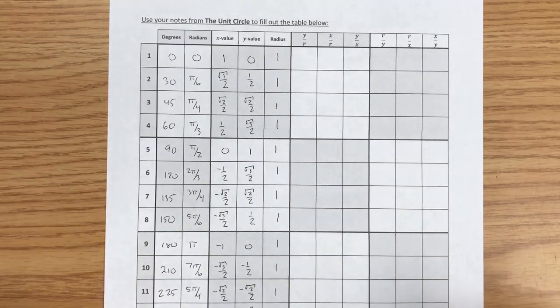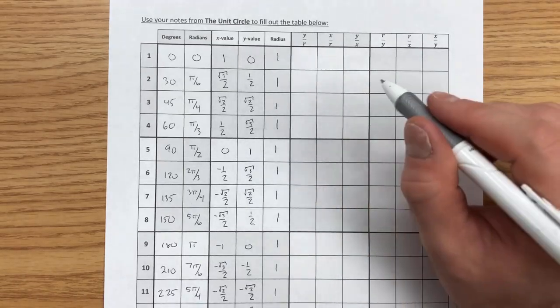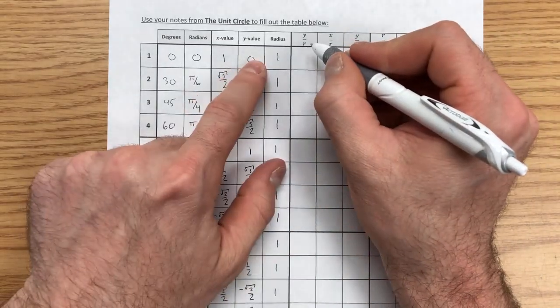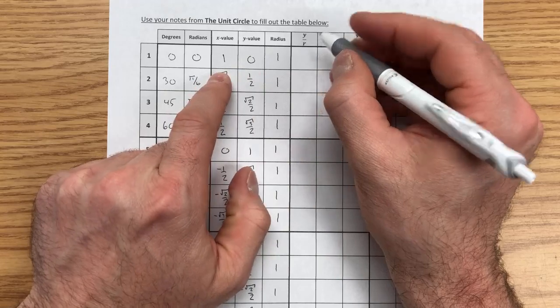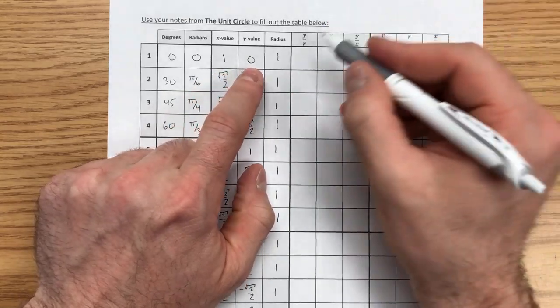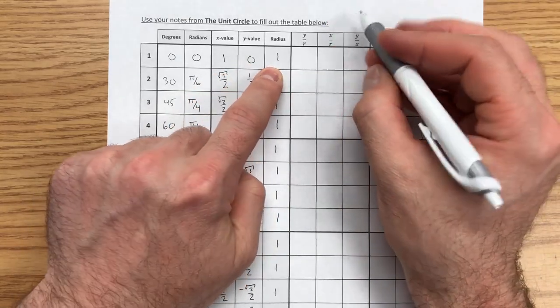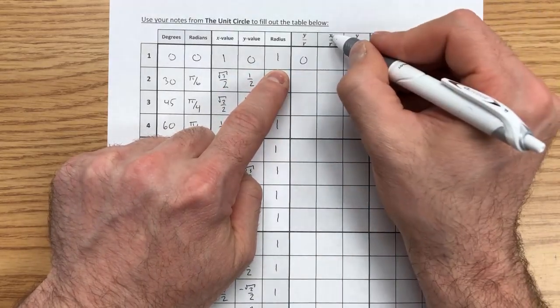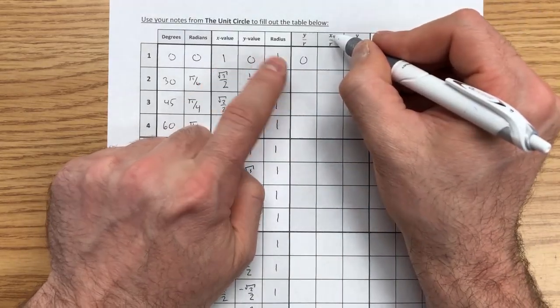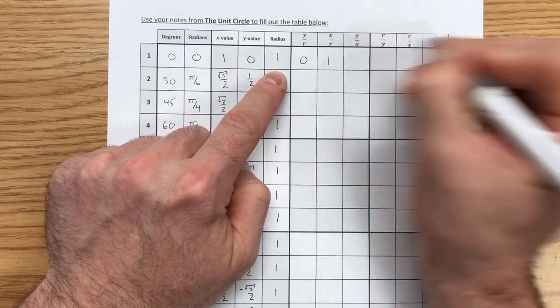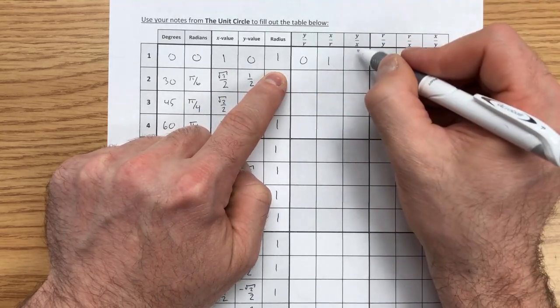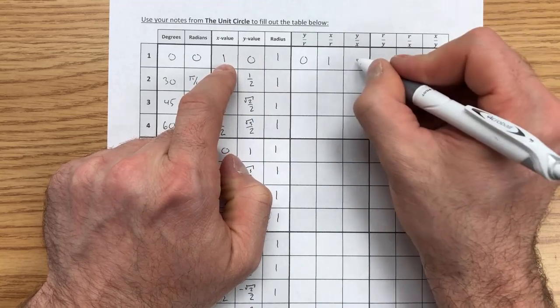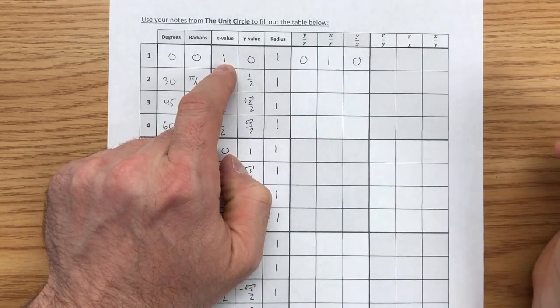So don't think of it as x and y. Think of it as a new x and a new y. So to start off, let's take a look. Our y divided by x is 0 divided by 1. Or, sorry, not y divided by x, y divided by radius. It's still going to be 0 divided by 1, so that's going to be 0. X divided by our radius is going to be 1 divided by 1, 1. Our y divided by our x is 0 divided by 1, 0.